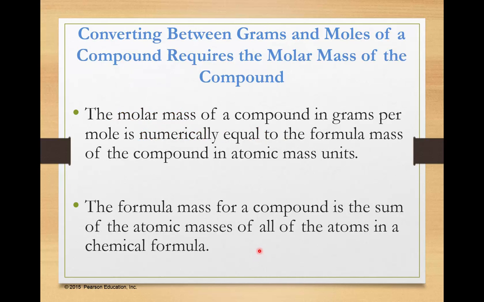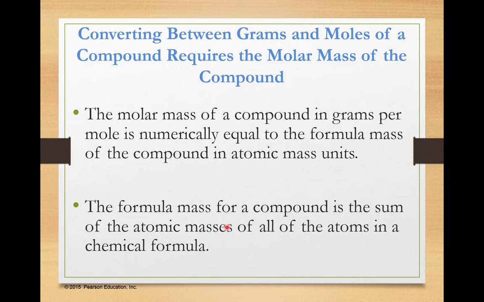In order to convert between grams and moles of a compound, you of course have to have the molar mass. You have to have the relationship between mass and number of moles. So the molar mass is going to be numerically equivalent to formula mass of a compound in atomic mass units. So remember, we had those AMUs, those atomic mass units. That's going to be equivalent to formula mass, which is going to be grams per mole.